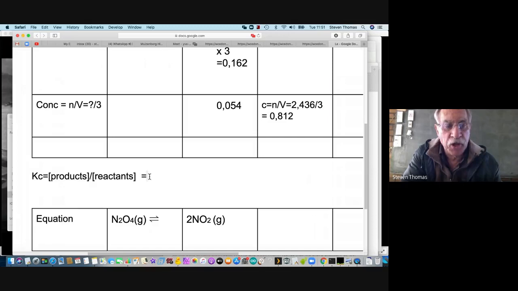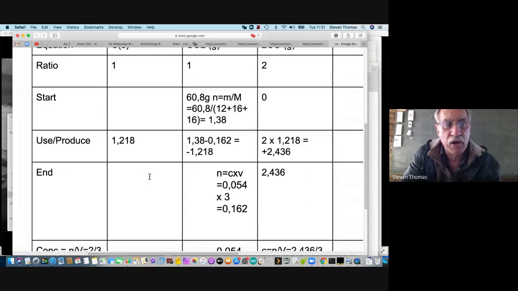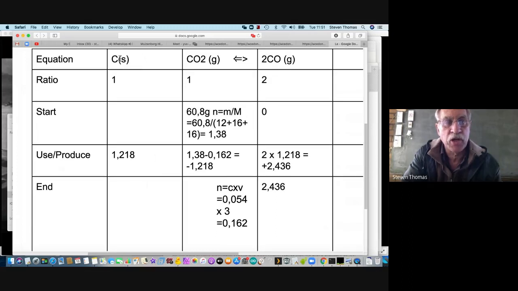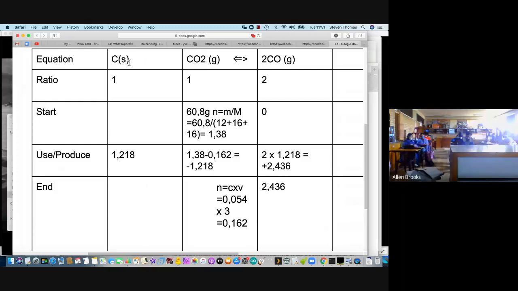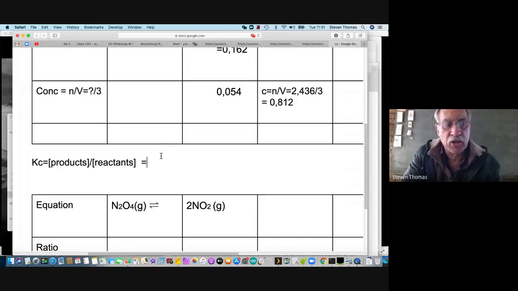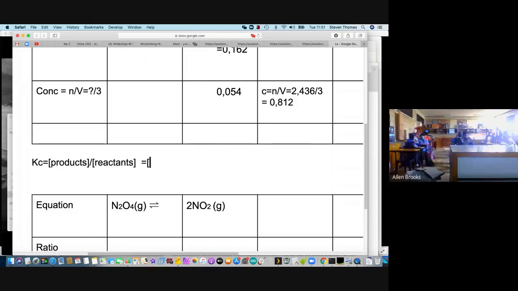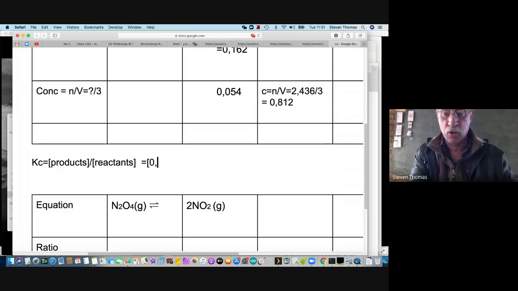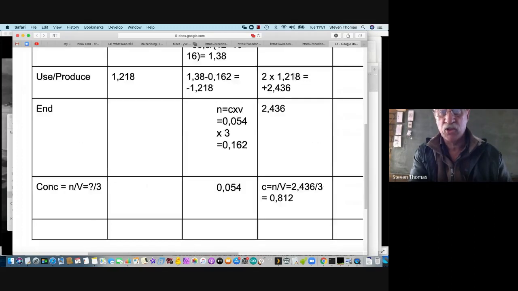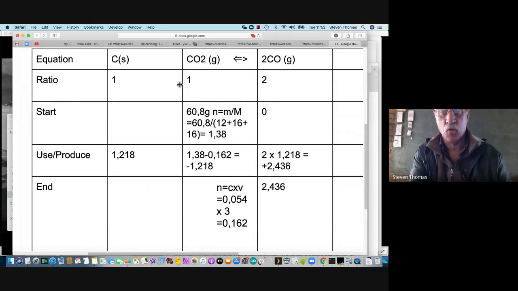Now, one peculiarity about Kc is that when you have a solid, you ignore it and you turn it into a 1. So your products are going to be these things raised to their coefficient. Let's start with the first product, which is the concentration of 0.054 raised to the power of what's its coefficient? 1.